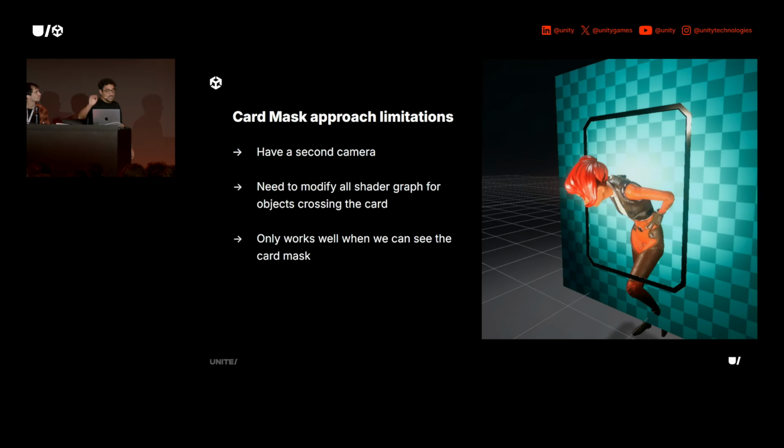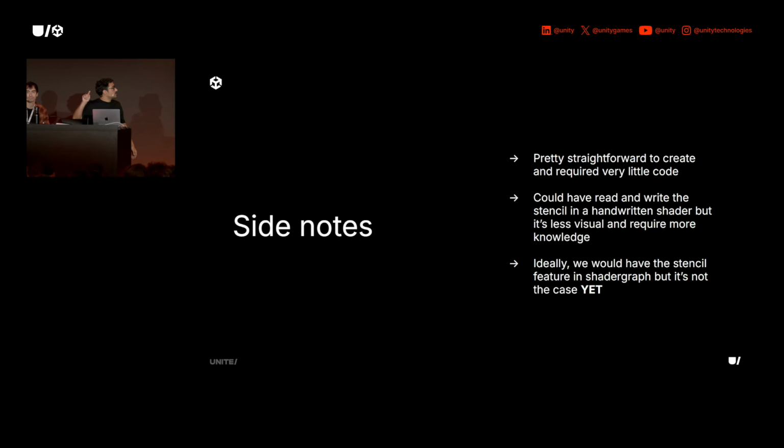So here, we need to go to the next slide. As a side note, it's nothing new what I just showed. Everything was already possible, like reading and writing the stencil in a handwritten shader. It's more convenient to do it with render passes because it allows you to do it without having much knowledge and without having to code anything.